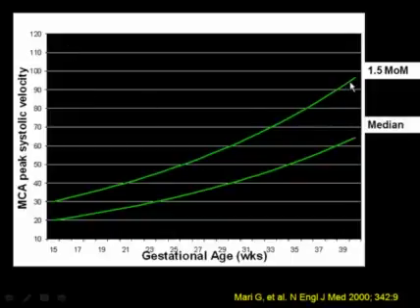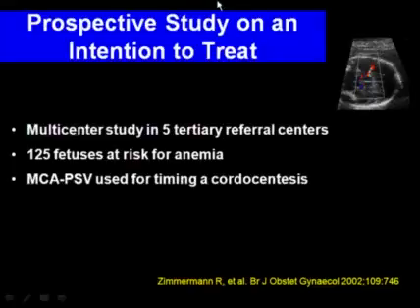And this is the curve that we have used since we did our study 11 years ago, where you have the median and the 1.50 multiples of the median. You have on the y-axis the middle cerebral artery peak systolic velocity, and on the x-axis the gestational age in weeks. After that, there were many investigators that said that this is a good study, but in a certain way this is a retrospective study because you have not used the middle cerebral artery for timing a cordocentesis.